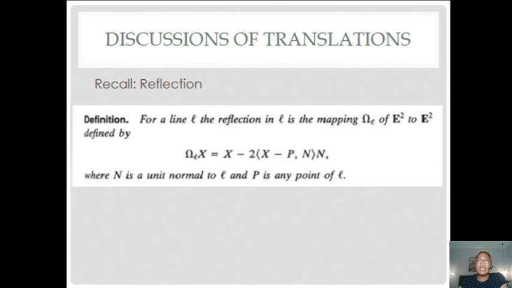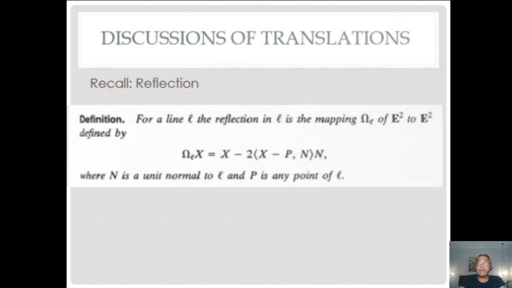Okay? Now let's have the brief discussion of the translations because it will be further elaborated by the following group, which is group 6. Now recall that in reflection, it is defined that for a line L, the reflection in L is the mapping omega sub L of the Euclidean plane to the Euclidean plane defined by omega sub L of x is equal to x minus 2 times the inner product of x minus p and n times n, where n is a unit normal to L and p is any point of L.